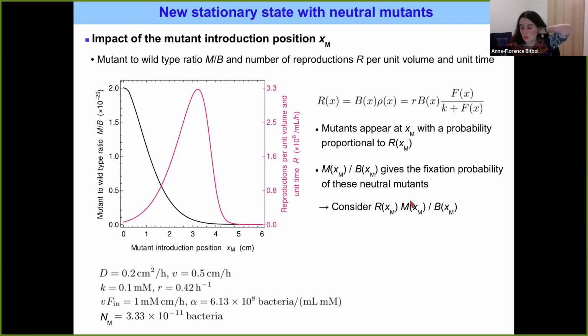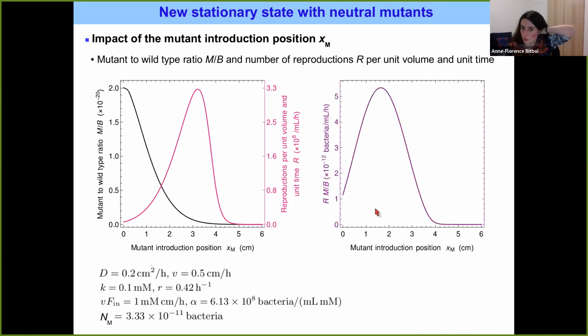And we are going to consider the product of this probability of fixation times the probability of appearance of the mutant at a given location in order to look at where the mutants that fix are more likely to have appeared. And we can see that this product also has a maximum at an intermediate place. So this is the location where it's more likely to find a mutant that is going to take over.